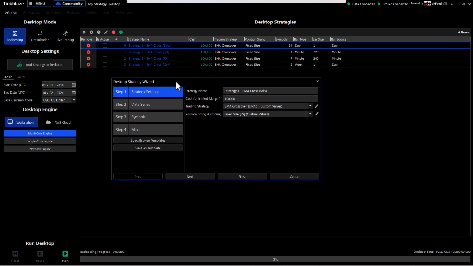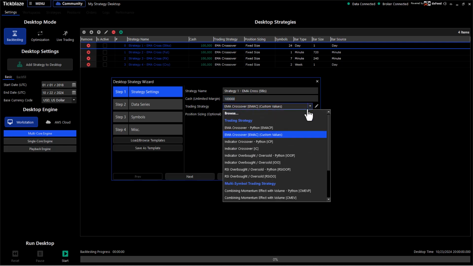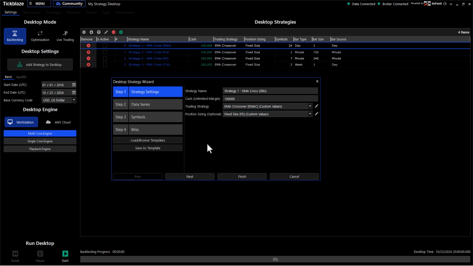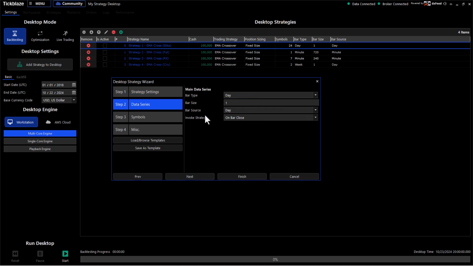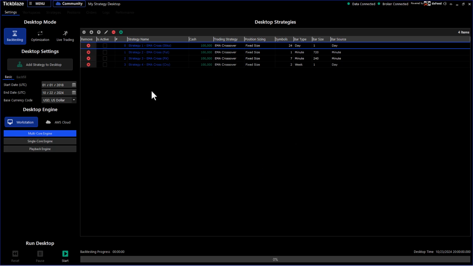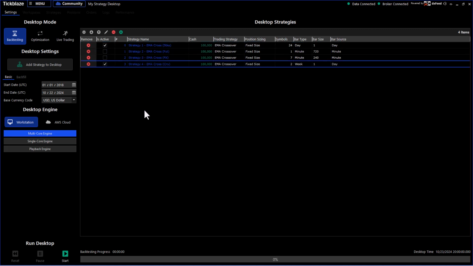When you open up a strategy window, you can go step one to set the name and the cash balance. What's really nice about Tickblaze is we have a pre-built library of trading systems that you can literally plug and play and start using right out of the box. You also have the ability to set custom money management and risk parameters for your trading. We can set the days, the weeks, the months, whether you want to use custom bar types or custom fractals, and then you can pre-populate a watch list of either stocks, futures, forex, or crypto.